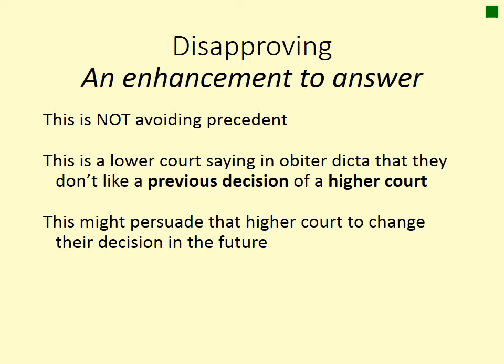Another enhancement is disapproving. The reason it's an enhancement is because this is not a method of avoiding precedent. This is where a lower court is saying in obiter dicta that they don't like the previous decision of a higher court. Remember your hierarchy of the courts. Lower courts can't go against the decisions of higher courts, so they have to agree and adopt their approach. But they can say in obiter dicta that they don't like it. And sometimes this might persuade a higher court to change the decision in a future case.